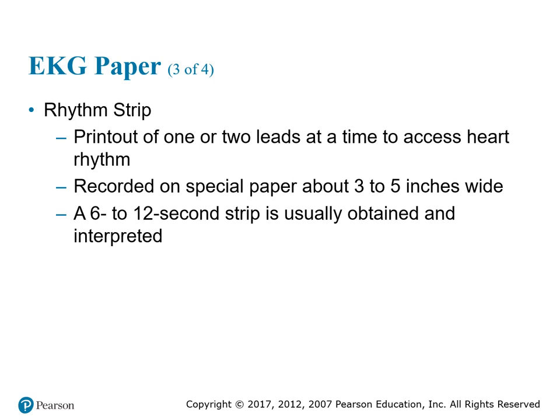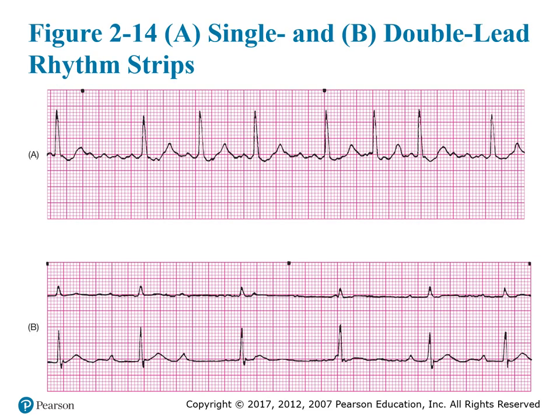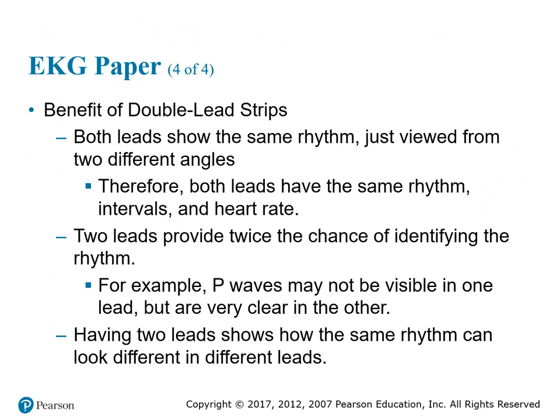Rhythm strips are printouts of one or two leads at a time to assess heart rhythm, recorded on special paper about 3 to 5 inches wide. A 6 to 12 second strip is usually obtained and interpreted. Sometimes you'll see a single line EKG readout, which looks like this, and sometimes you'll get a double line EKG printout.